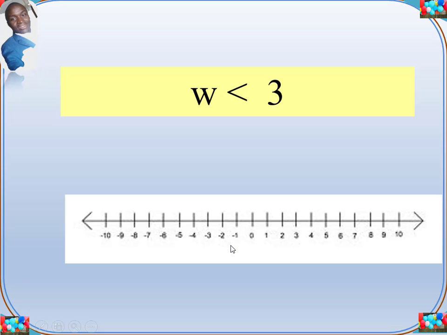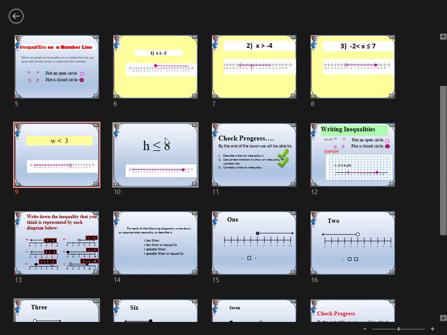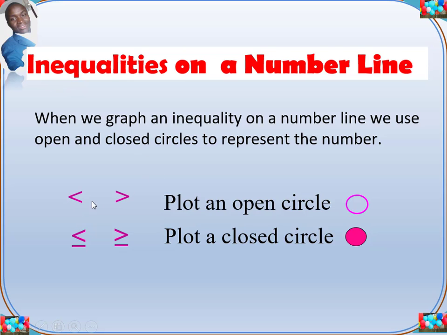Then there is another example here. W is less than 3. You can see the symbol used. As we've seen in our notes here, when we have these two symbols, we use an open circle. When we have this, we use a closed circle.